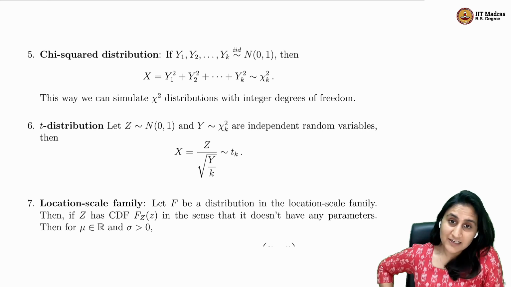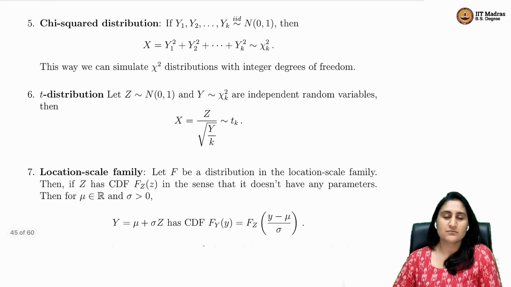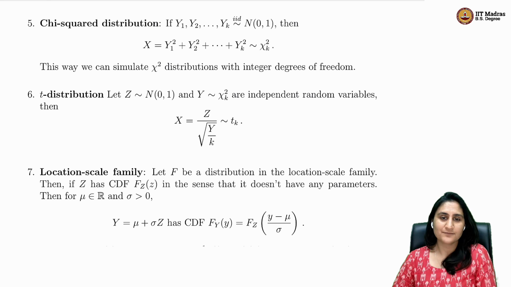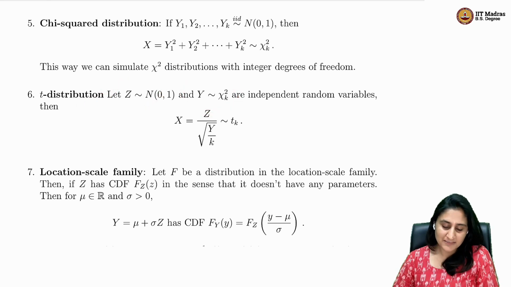Okay, the relationships don't end there. We can do the same thing for t distributions. If z follows normal 0, 1 and y is a chi-squared k random variable and these two are independent of each other, then x equals z divided by the square root of y over k. This sort of complicated looking setup is distributed as a t distribution with k degrees of freedom.